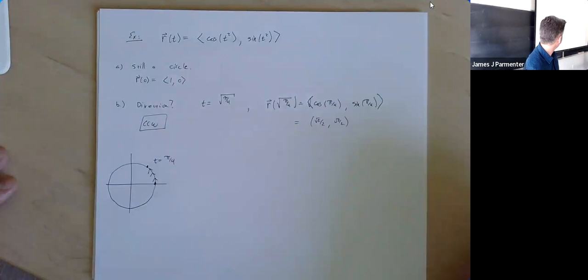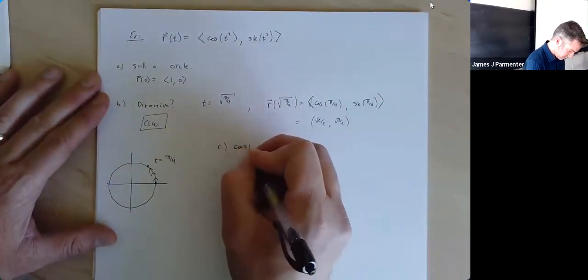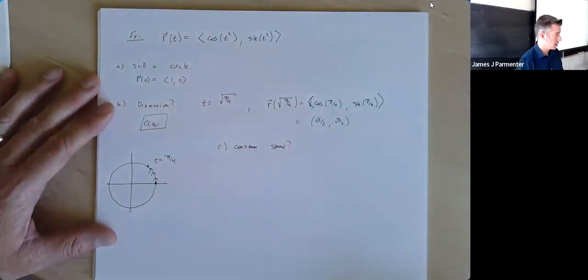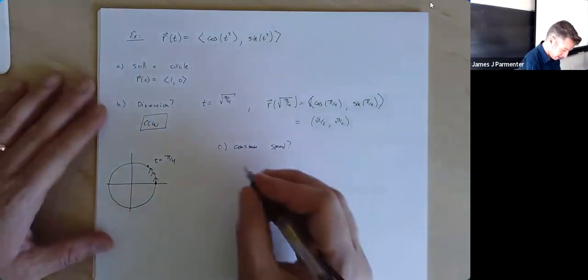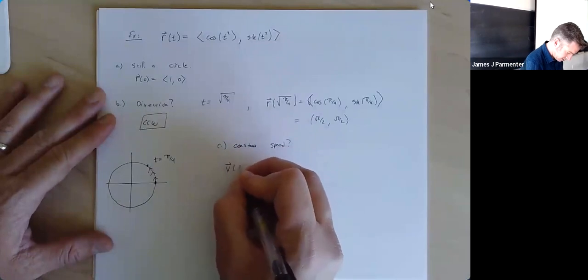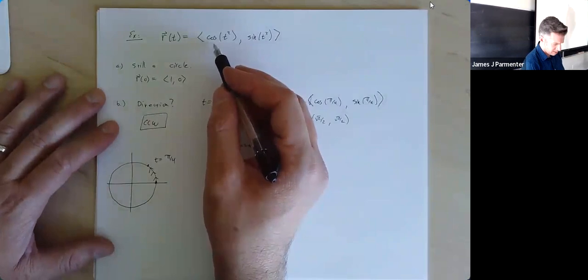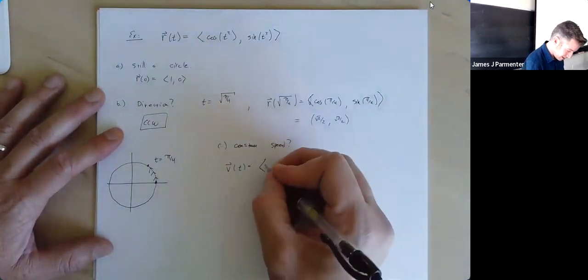All right, what about the speed being constant? Well, let's find out. These definitely do get a little bit tedious once the functions get more complicated. First, we're going to find the velocity. So it's going to be, let's see, the derivative of cosine t squared. Oh, we have to be a little more careful here. Derivative of cosine t squared is going to be negative sine of t squared times 2t.